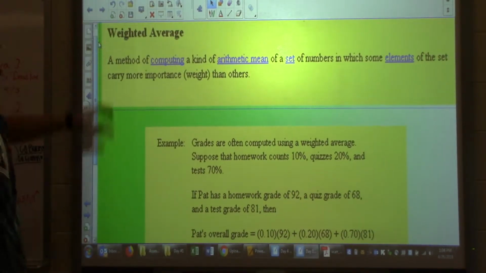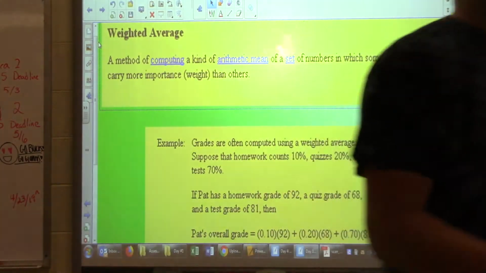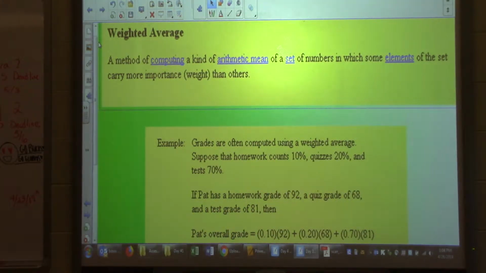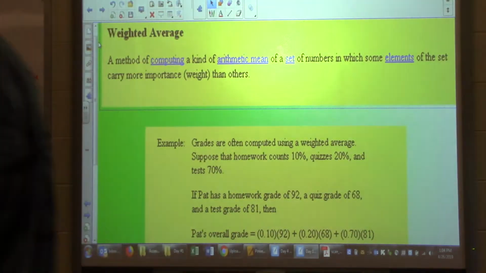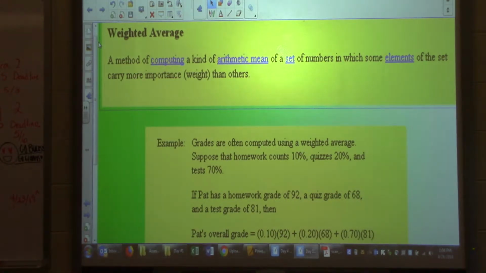All right, so weighted averages. What is a weighted average? Every single one of you has at least one thing in your life that's a weighted average: your grade. Tests are worth so much, homework's worth so much, final exams worth so much. Grades are weighted averages, and we'll do that a lot with these problems.